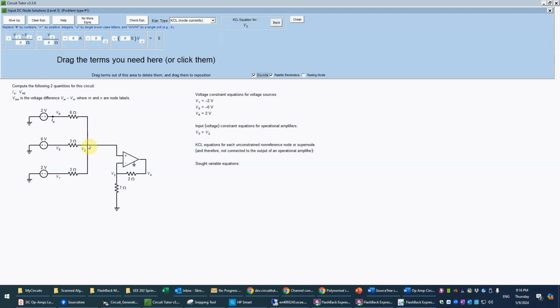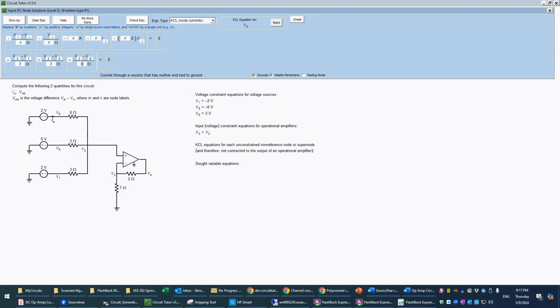Basically, we need to add the 3 currents leaving V2, which go through the 8 ohm, the 3 ohm, and the other 3 ohm. So those are all differences of node voltages. So we'll use 3 of these terms, and that sums to 0 here. In each case, we'll go from V2 to the other node. So V2 minus V1 over 3, that's the current through the 3 ohm here. Then V2 minus V5 over 3 is the current through this 3 ohm. And finally, V2 minus V6 over 8 ohms.